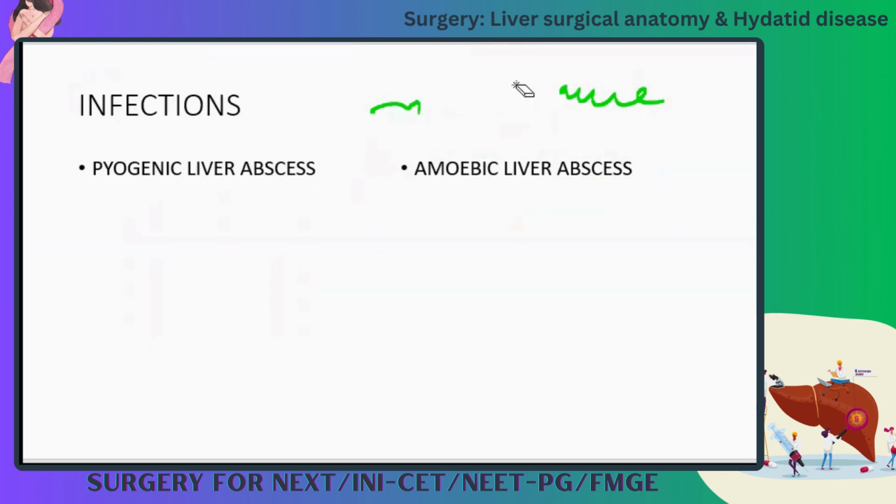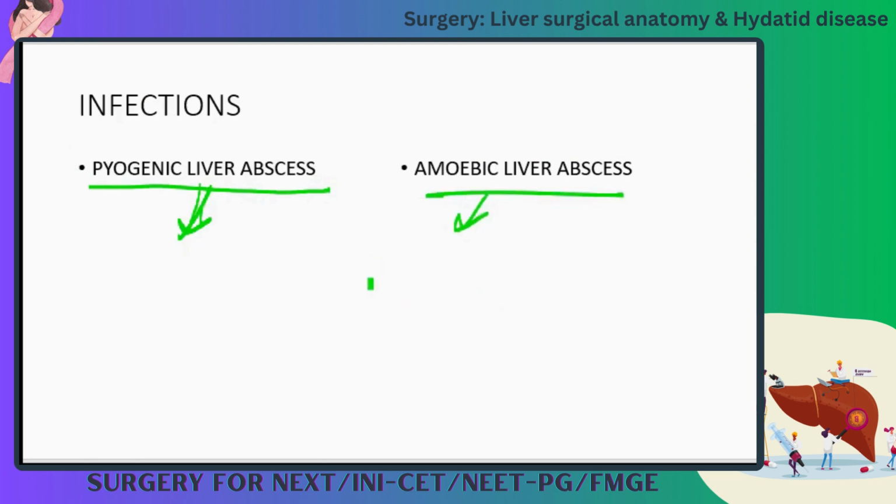So move on to the infections part. Infections are more common in cirrhotic livers, so alcoholic livers. Okay. So pyogenic liver abscess and amoebic liver abscess. Pyogenic liver abscess is through common microorganisms. Amoebic liver abscess is through which organism? Entamoeba histolytica. Yes.